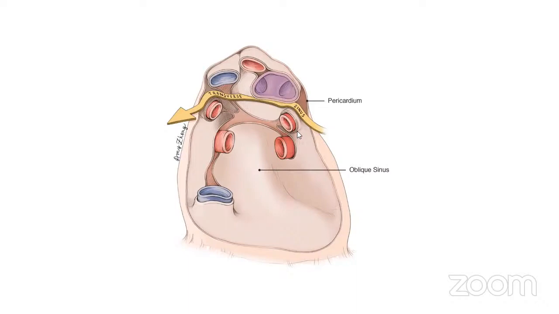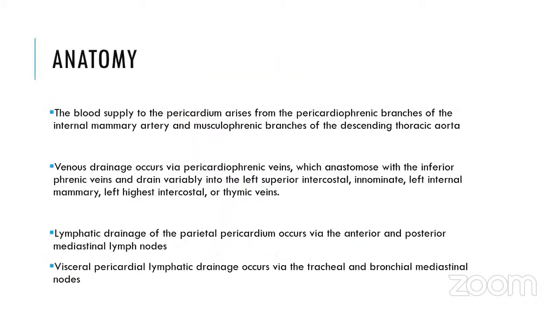And they are in close proximity to the aorta, to the SVC, and to the IVC. And the IVC actually is intrapericardial, which means that during surgery, you can control the IVC from within the pericardium itself. The blood supply of the pericardium arises from the pericardiophrenic arteries, which are branches of the internal thoracic arteries, and also direct feeder arteries from the descending thoracic aorta supply the pericardium as well.